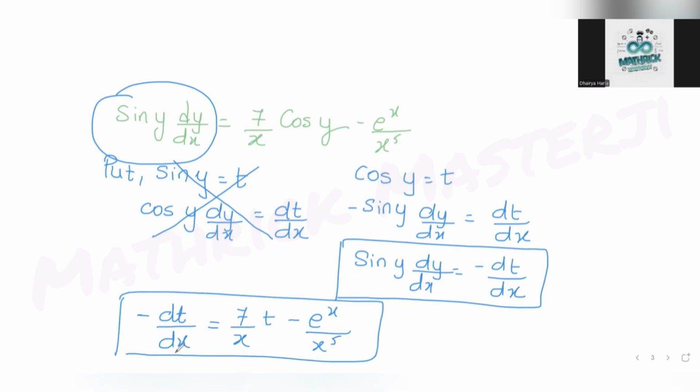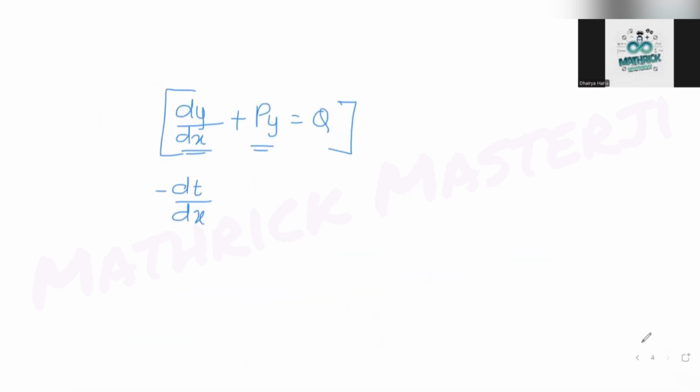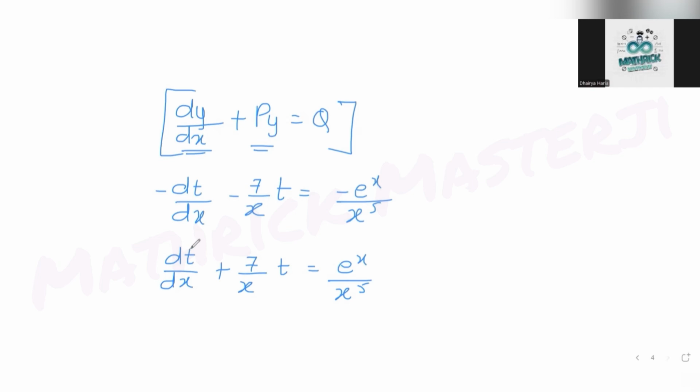So now if we rearrange this into our general form, which is basically in the form dy over dx plus py equals q, I'll take my dy over dx and the y term on one side and the constant term on the other side. So if I do that here, I can write this as minus dt over dx plus 7 over x t on the other side comes here, becomes minus 7 over x t is equal to, I get minus e raised to x over x raised to 5. Now, because there is a minus sign present everywhere, I can just multiply everything with minus 1 and that would make it dt over dx plus 7 over x t is equal to e raised to x over x raised to 5. So I get this.